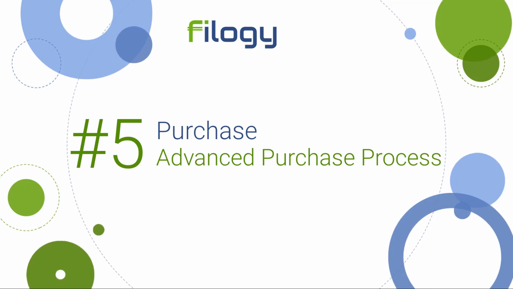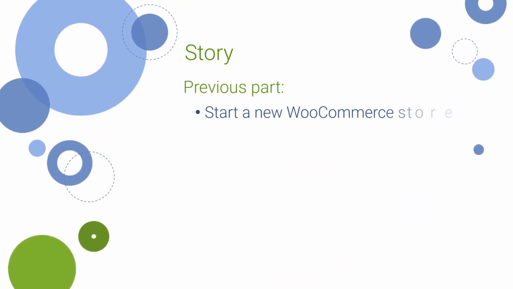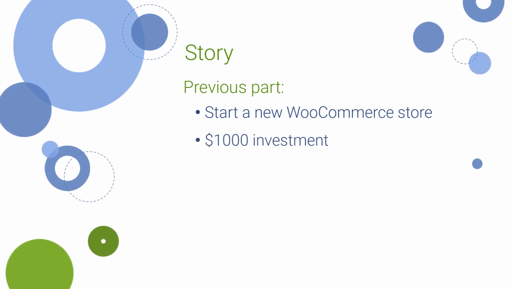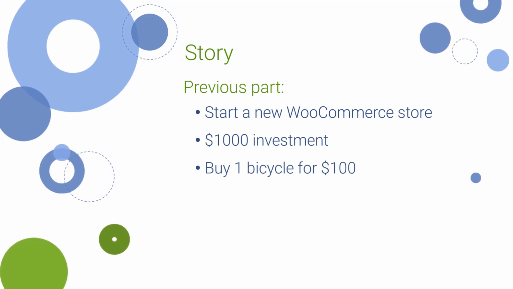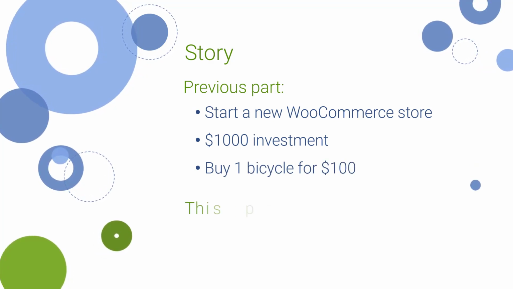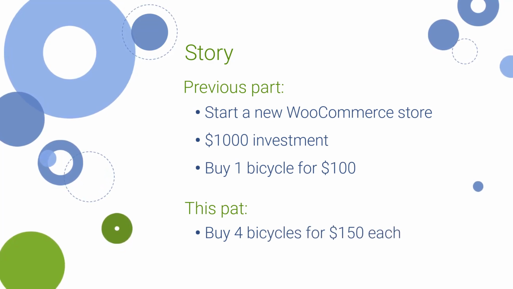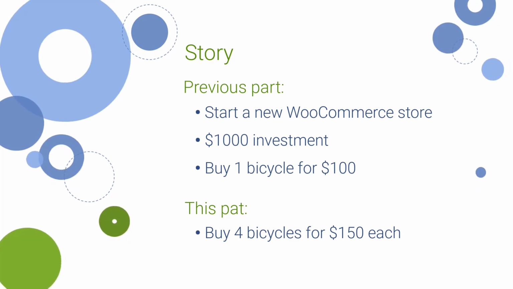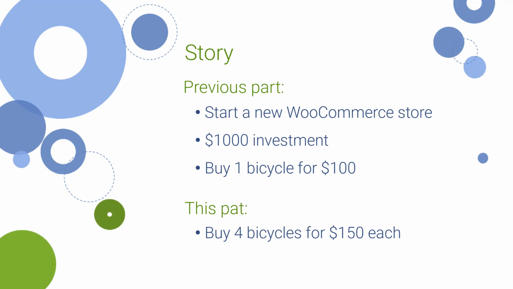In this part, the story started last time continues. Maybe you remember that you started a new WooCommerce web store and invested $1,000 of your personal property. Then you bought a bicycle at a discounted price for $100. Now, you are going to continue the purchase and buy 4 more bicycles for $150 each. This purchase process will be recorded in more detail. These are all transactions of your new business in January.